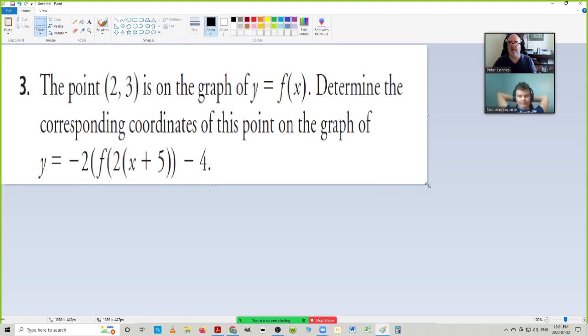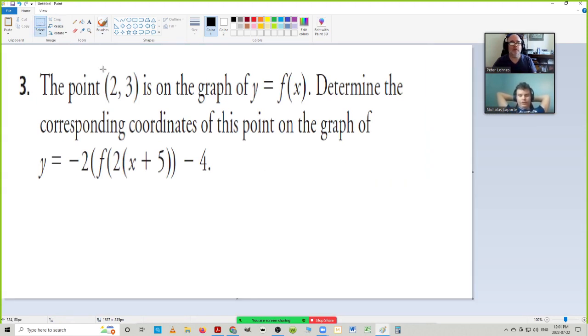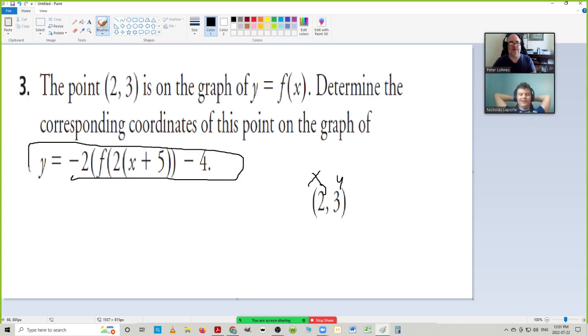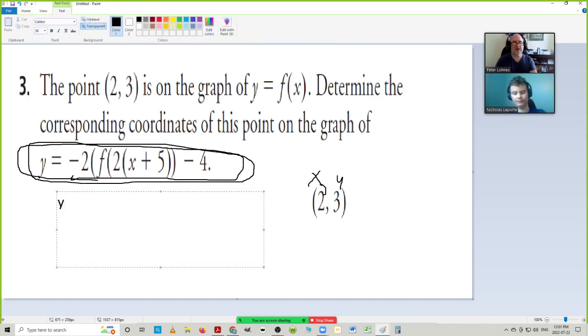What point are we working with? 2 and 3. Which one's the x and which one's the y? 2 is x, 3 is y. I know what to do with this, but I want you to list me the y transformations. The y transformations are -2 and -4. Which one's what? What is the -2?